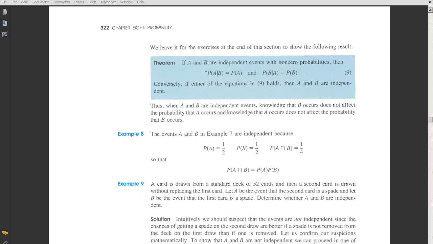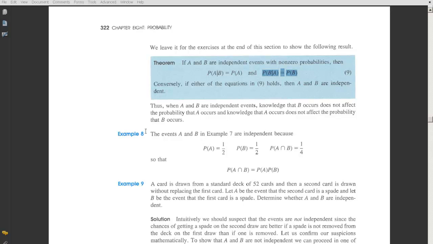Now it turns out that if A and B are independent, then this is true and this is true. In other words, if you start with this one, you can work and show this is also true. And of course, if you start with this one, you can work and show that this is true. So they're both the same. If you have independence, it's this or this, doesn't matter.